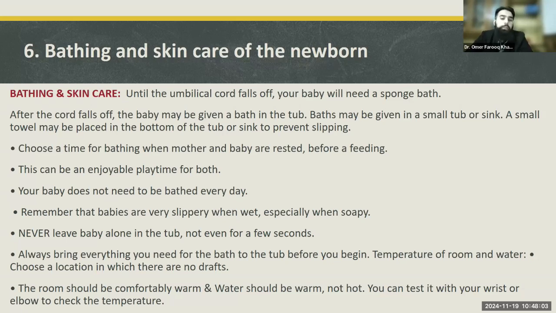Always bring everything you need for the bath to the tub before you begin. Towel, sponge, baby soap, lukewarm water, mug, whatever you need, you bring everything before you begin. Temperature of room and water should be lukewarm. Choose a location in which there are no drafts. The room should be comfortably warm. Water should be warm, not hot. You can test it with your wrist or elbow to check the temperature.